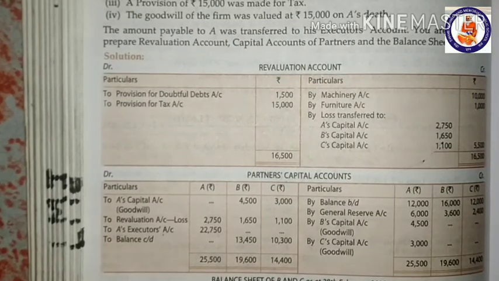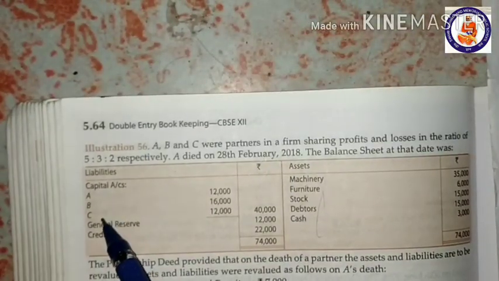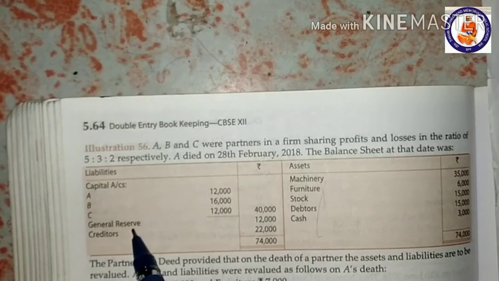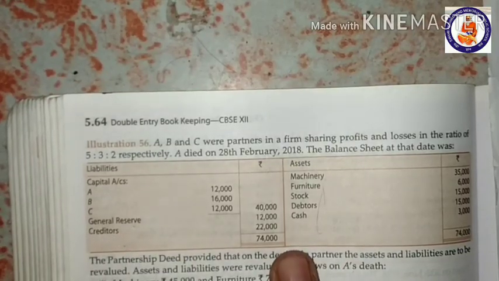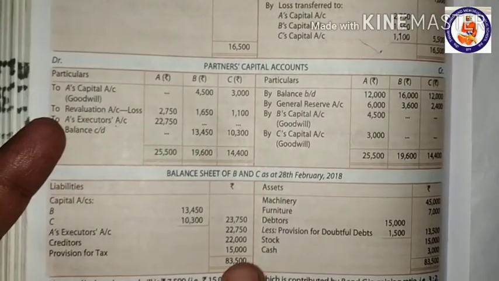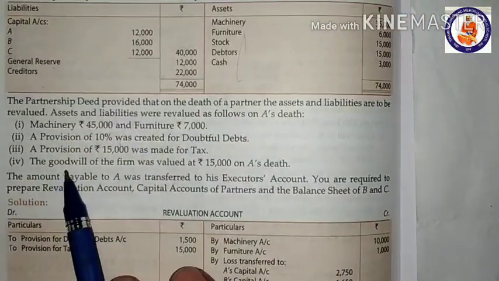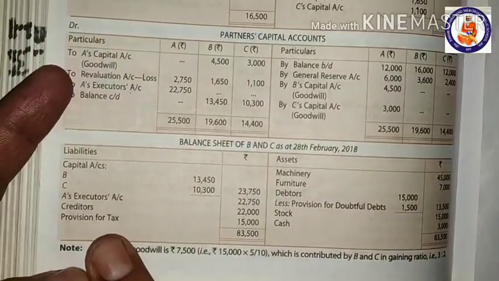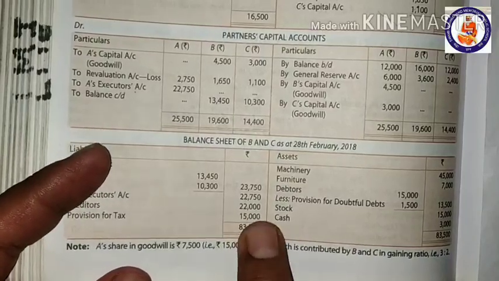Now I will take this old balance sheet. These capitals are taken, the executor account is taken, and the general reserve has been distributed, so it will not come in our new balance sheet. Then creditors are 22,000, so we'll take the creditors here. And because a provision of 15,000 was made, this provision will come here, provision for tax 15,000.